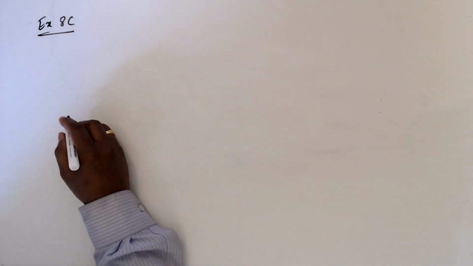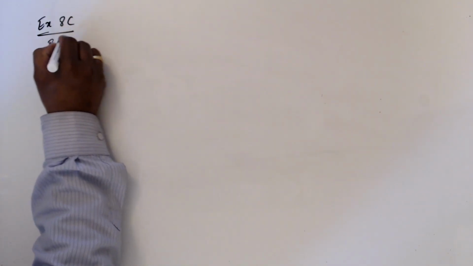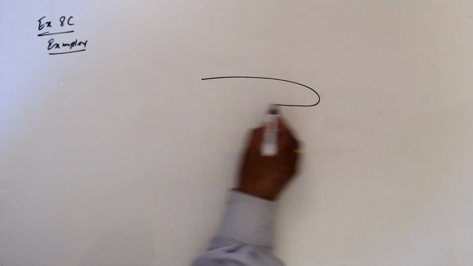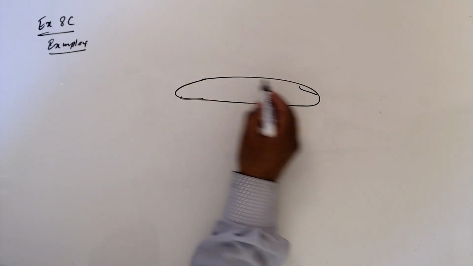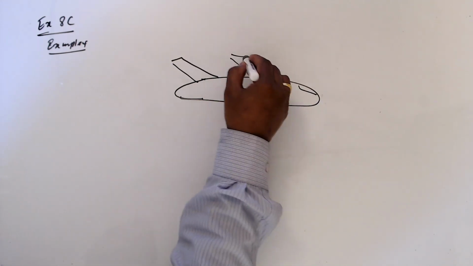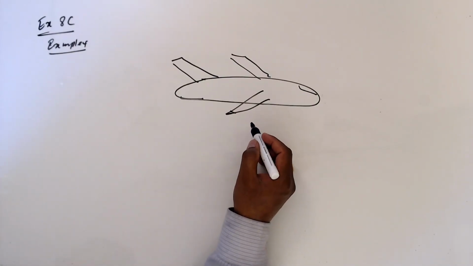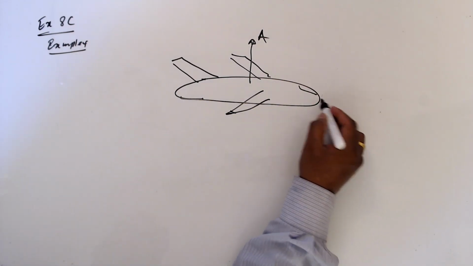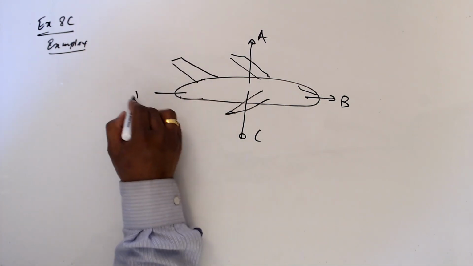Let's discuss exercise 8C. And before that, I would like to discuss one thing, example 4. We missed this one, and it's a good one. This is a plane, and there are four forces. This is A, this is B, and this is C, and this is D.